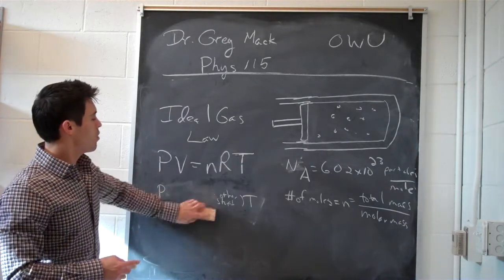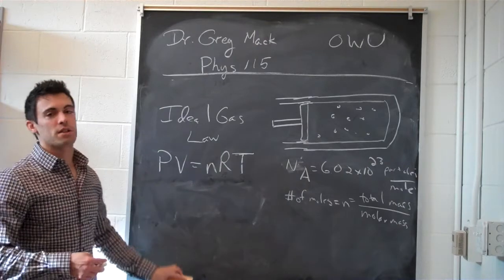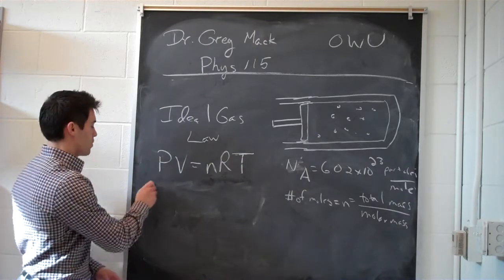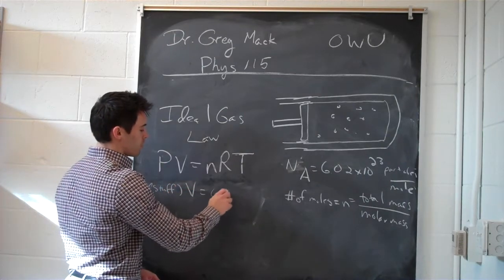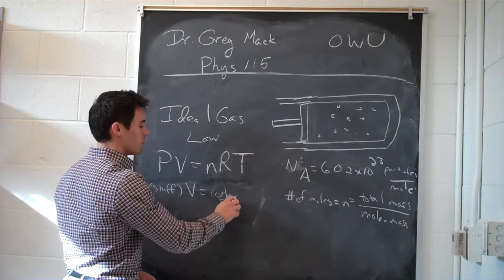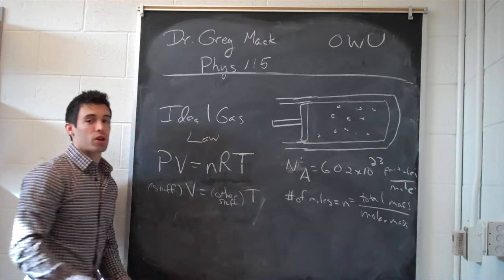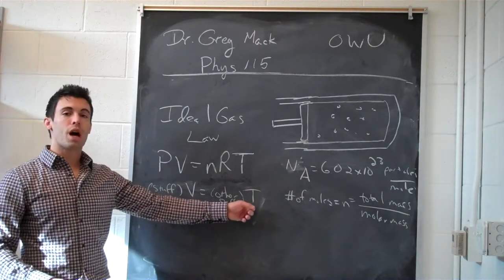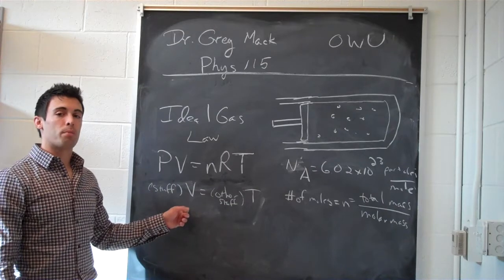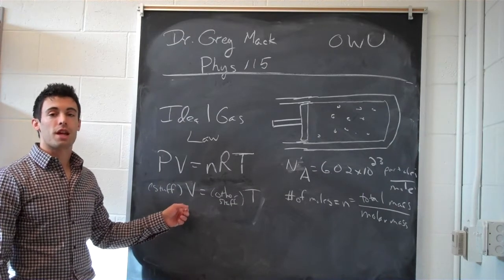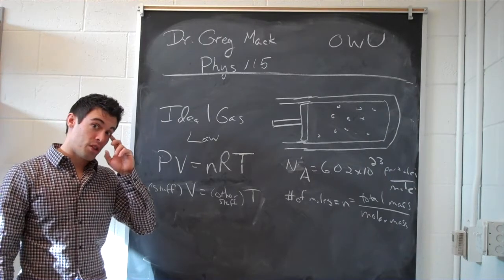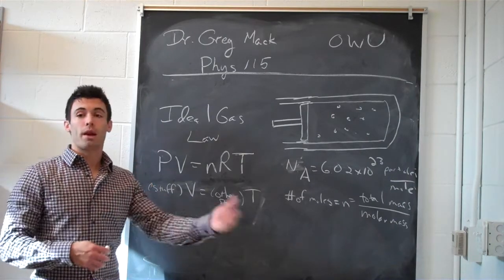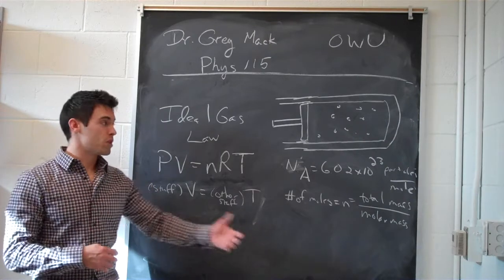So, also, what happens if we keep the pressure constant and then change the volume and temperature? We would have stuff times volume equals other stuff times temperature. So, if the temperature goes up, the volume has to go up in order for the pressure to stay the same. Again, thinking about the speeds of the particles and the energy they have, and therefore making them hit the wall with a certain force.